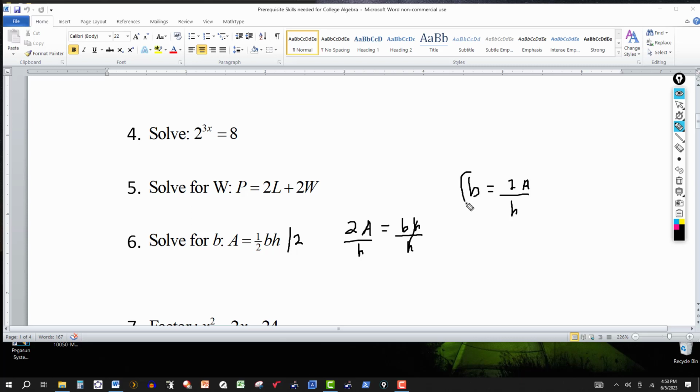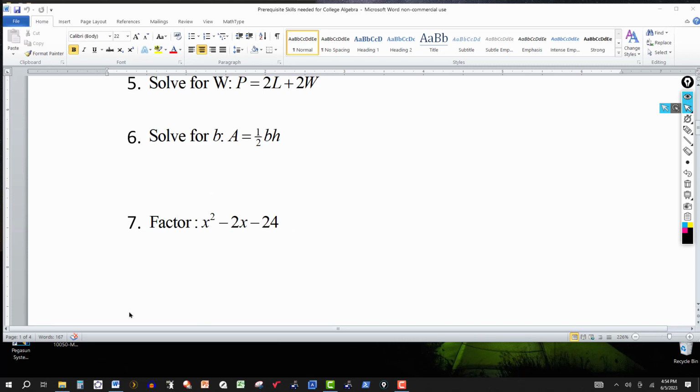And now it's possible that in something like this, they say, oh, well, find the value of b. If A has a certain value and h has a certain value, then you just plug into this to find the value of b. Okay, the next one is a factoring problem.